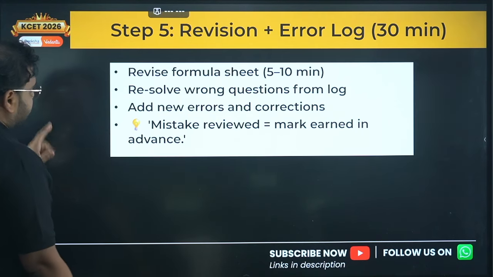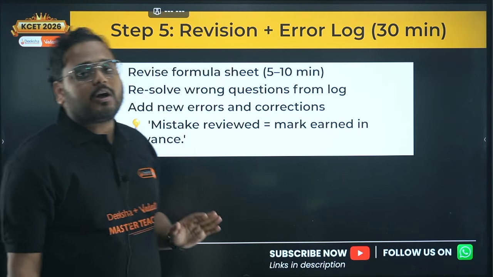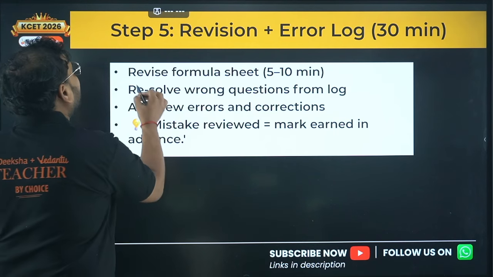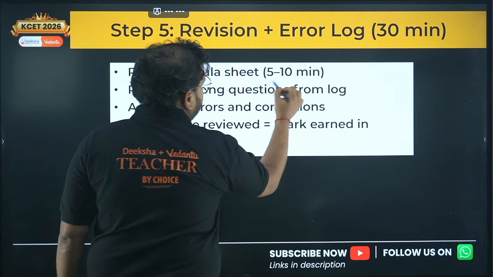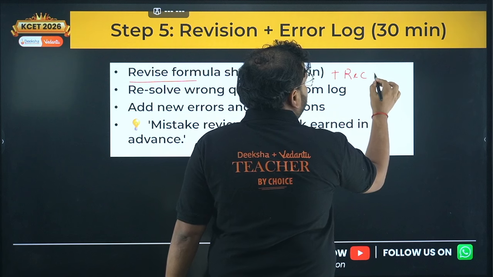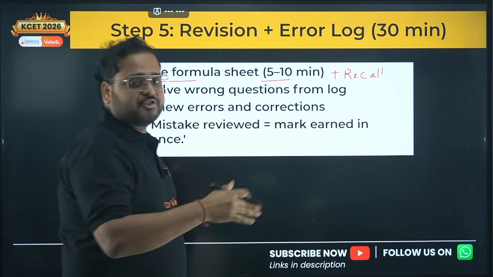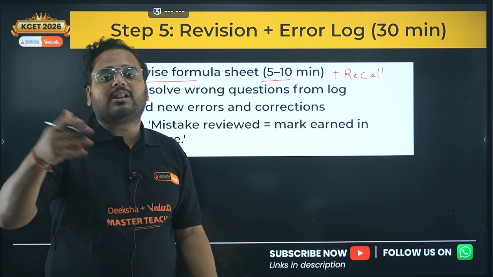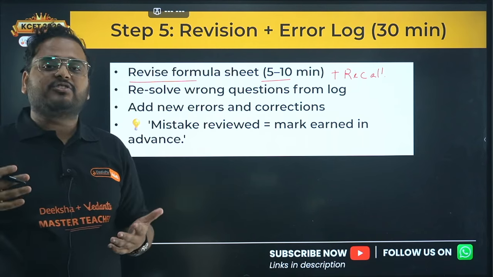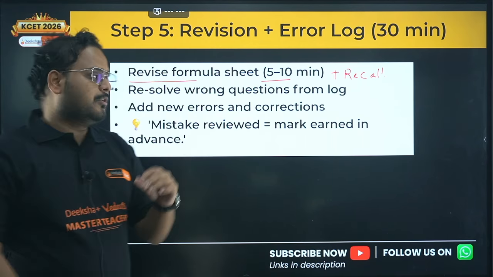Moving on. Step 5: revision plus error log, which should be 30 minutes. This you can keep per chapter. In this, you'll revise the formula sheet for 5 to 10 minutes. Try to recall also, revise and recall. It means you revise with the help of the sheet, then close your eyes, sit back and recall the formulas in your mind. It helps build your retention power. See how much retention you have per chapter, per formula.